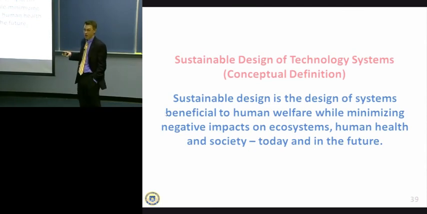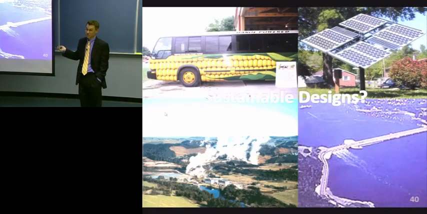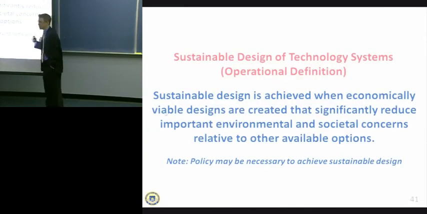So this is like that definition. We could look at our ethanol-powered bus and ask whether that technology system is beneficial to human welfare while minimizing negative impacts on ecosystems, human health, and society today and in the future. Well, that's tough, that's hard to know. That's a conceptual definition, like our locus of points. It's useful as a conceptual definition for the class, but we probably need something more specific to evaluate. The operational definition is something we can evaluate.